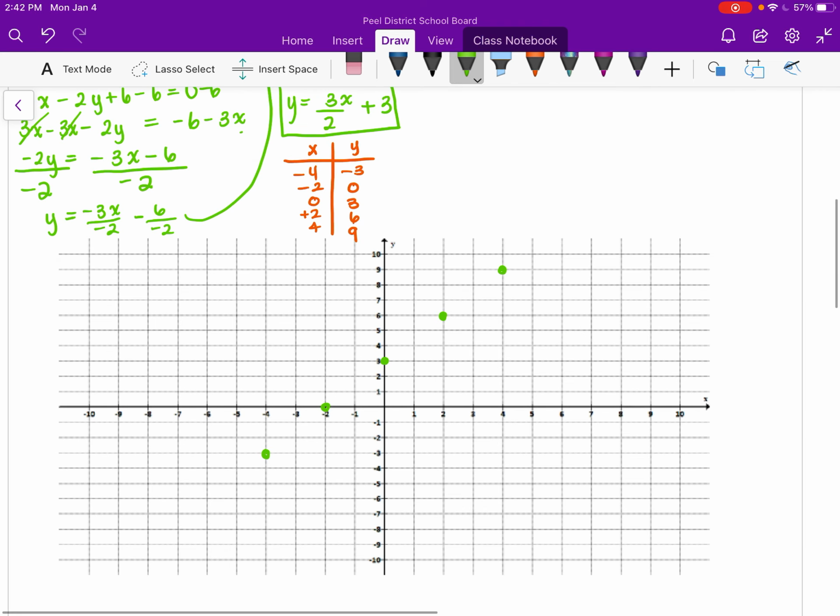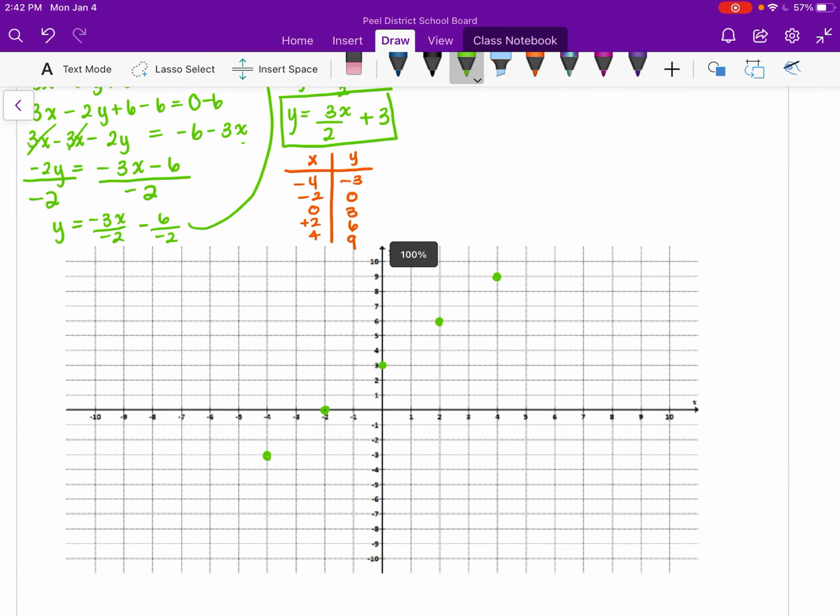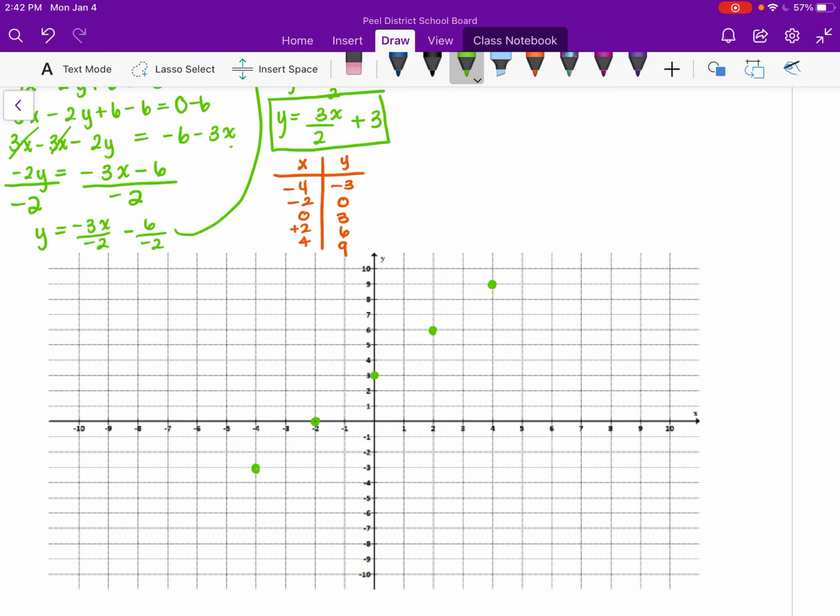You could have also easily gone in and started at any point. So let me say my y-intercept is 3. I could go 1, 2, 3, up 3 over 2 and plot that in.